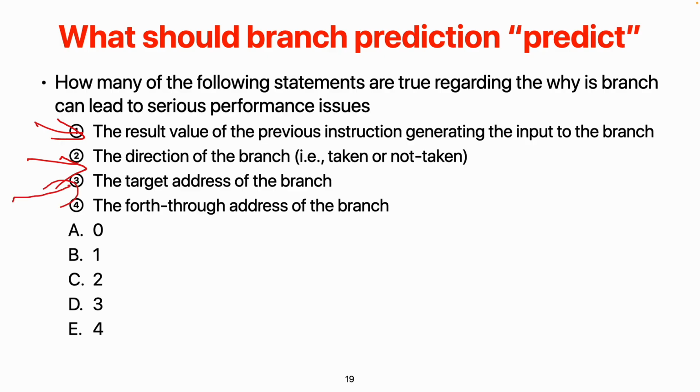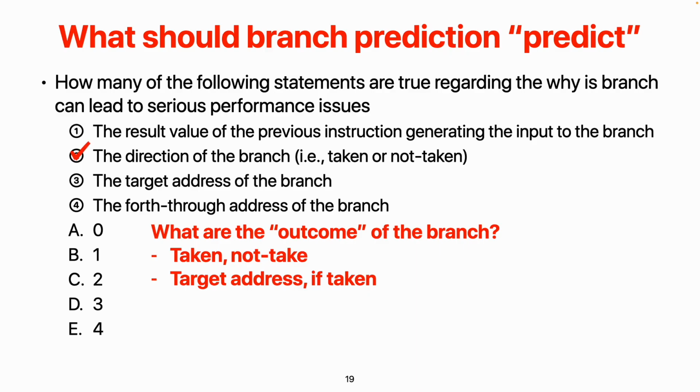How about the third one, the target address? Do we also need to predict that? Do we need to predict the target address? What's the target address? What's the target address of a branch? In a branch, what does it mean by a target address? I'll try to use a different way to ask the same question.